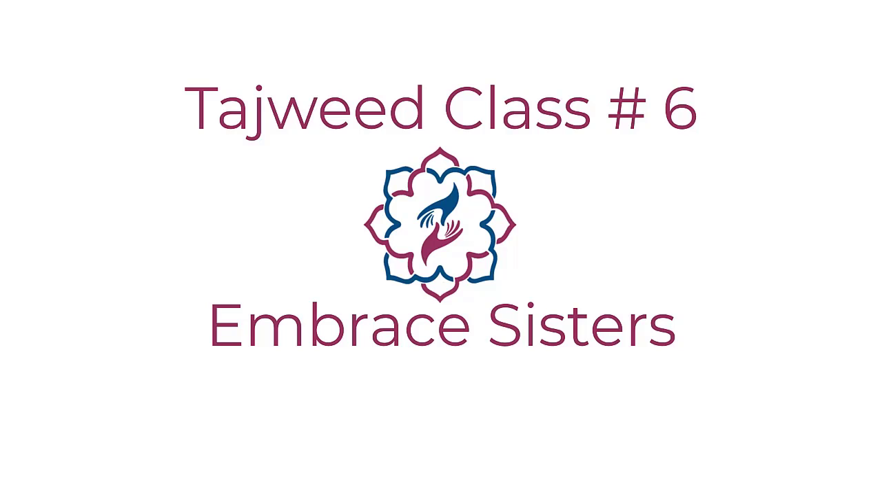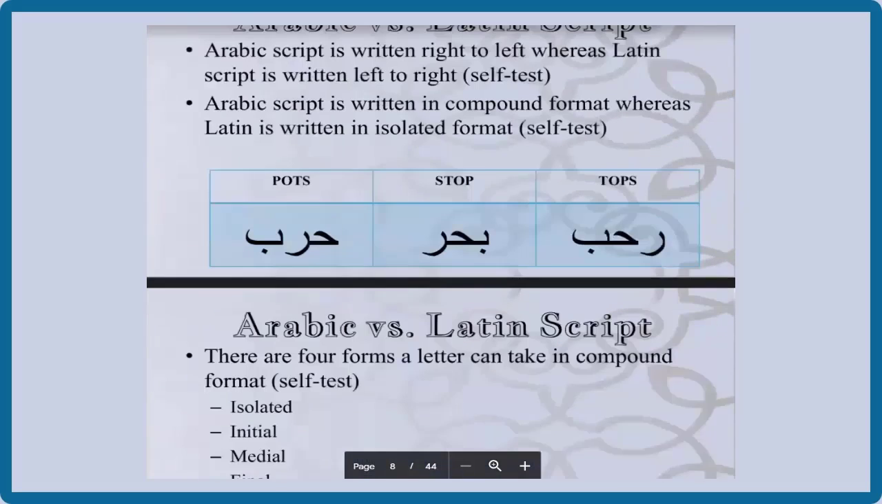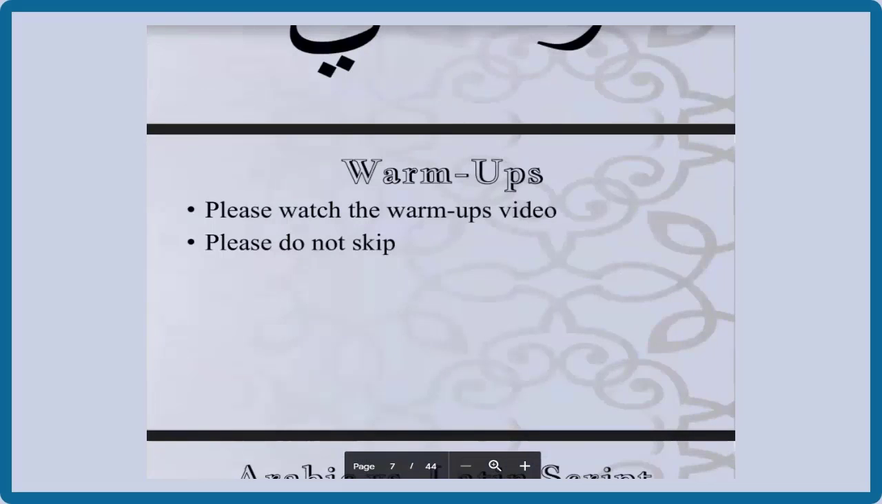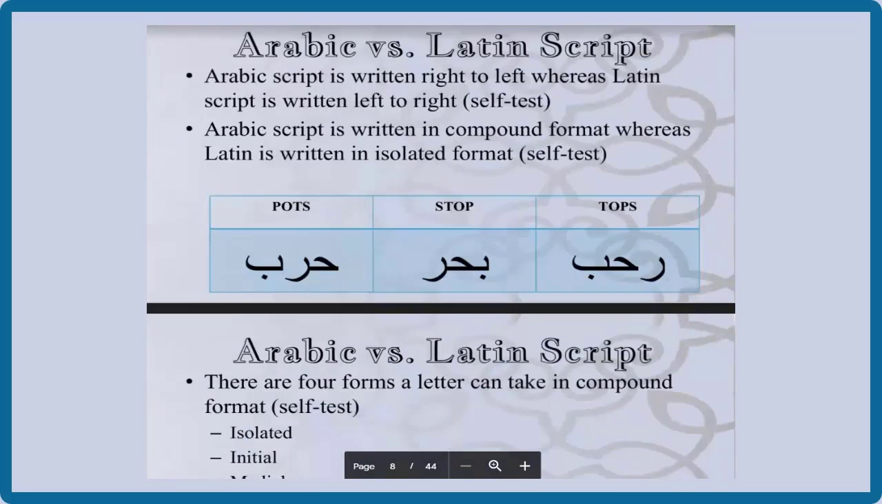So now today inshallah ta'ala we will read how to connect these letters, right? So let's start with this slide. You can see here the Arabic versus Latin script. Arabic script is written right to left, whereas Latin script is written left to right, okay?